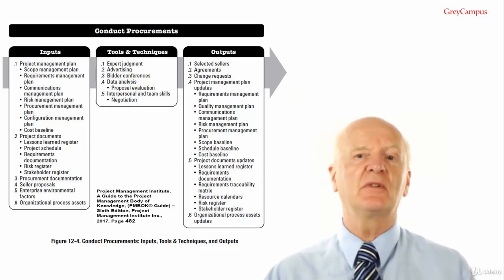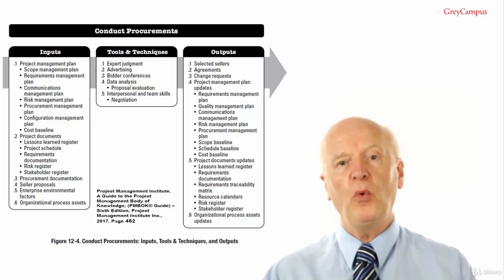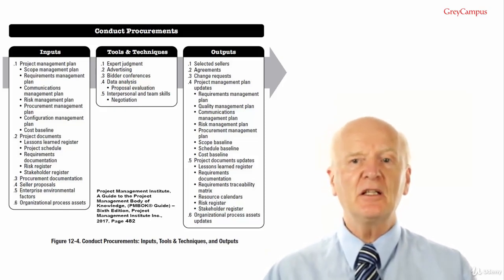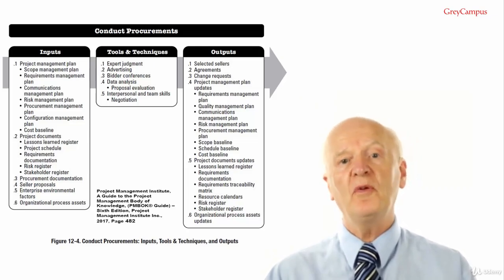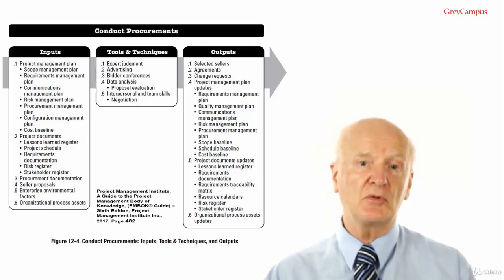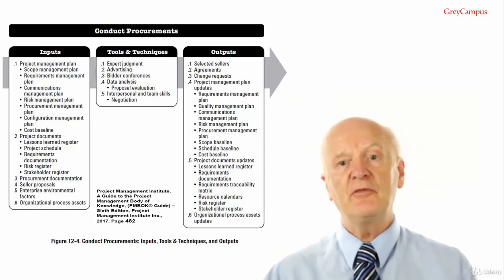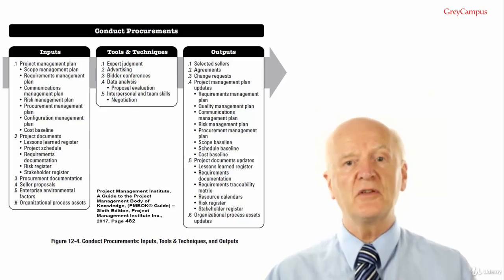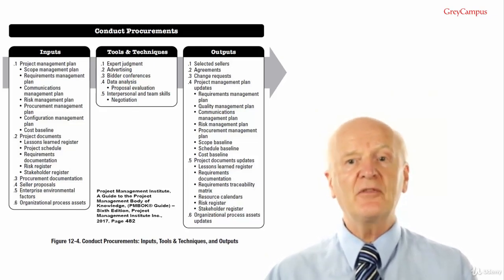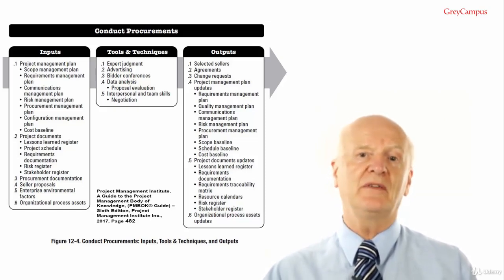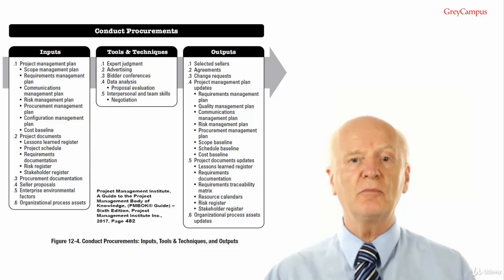Input number 4, seller proposals. When you send out the procurement documentation to a group of prospective sellers, hopefully a number will respond with a proposal. Here's a tip. If your organisation requires you to get more than 3 proposals, you have to send out more than 3 applications, a lot more.